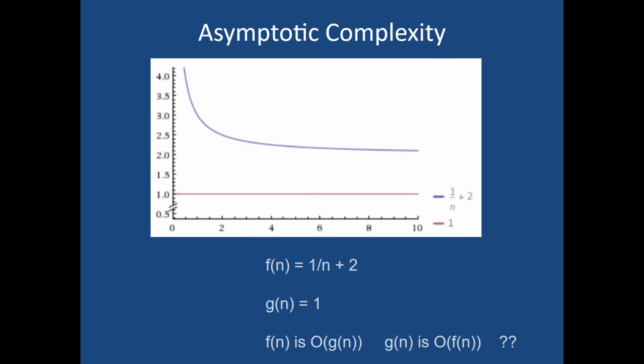So here's an example. f of n is 1 over n plus 2. That's the blue curve. And then the pink curve is just g of n equals 1. So according to that definition, is f of n O of g of n? Remember, f is the blue curve. I'll start with a different one. Is g O of f? Yes. Okay? So remember, we're talking about rates of growth.